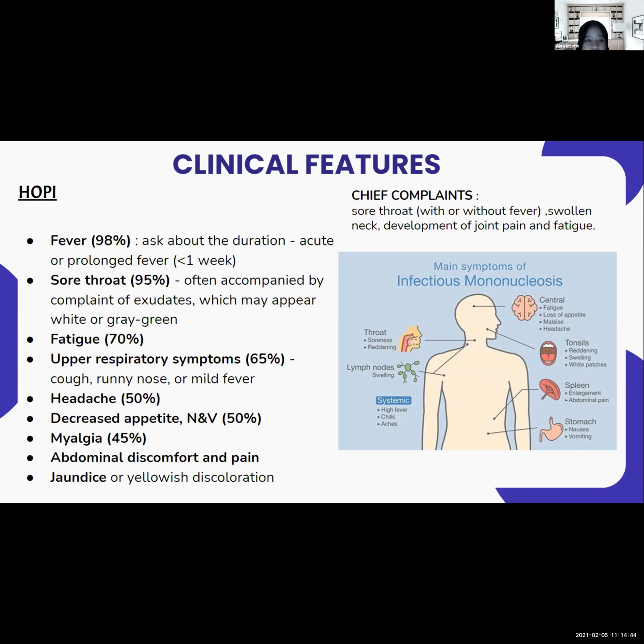There are also symptoms of sore throat, which is often accompanied by a complaint of exudates, which may appear white or green. Patients may also present with fatigue, and they can have upper respiratory symptoms such as cough, runny nose, and fever, and upper respiratory symptoms are more common in viral infection compared to bacterial infection. Patients can also have headache, decreased appetite, nausea and vomiting, myalgia, and abdominal discomfort and pain, mainly due to the hepatosplenomegaly. Patients can also have jaundice, but this one is rare.